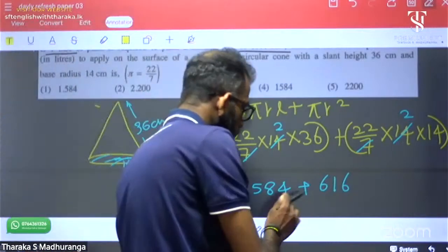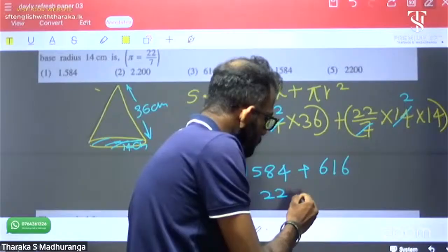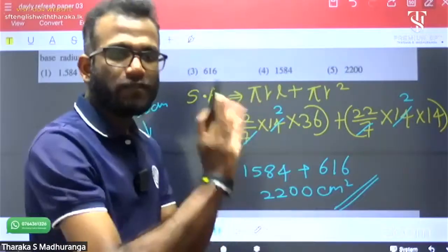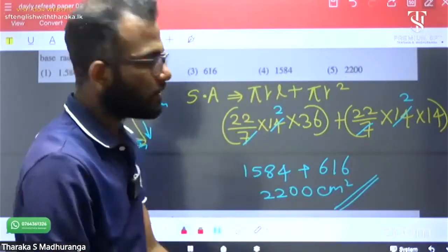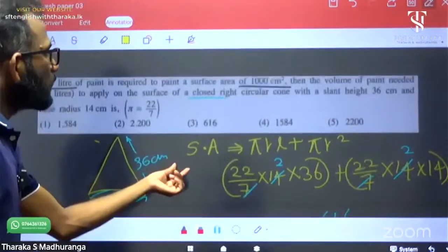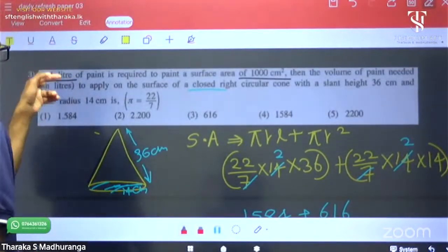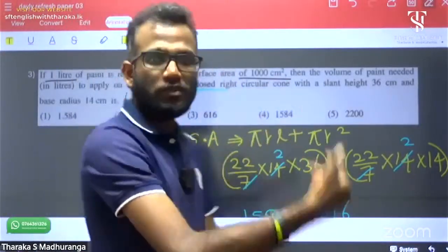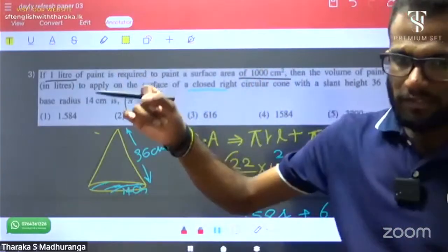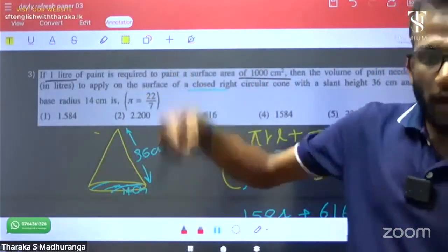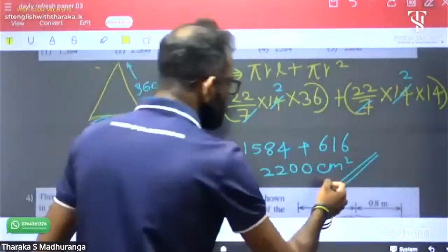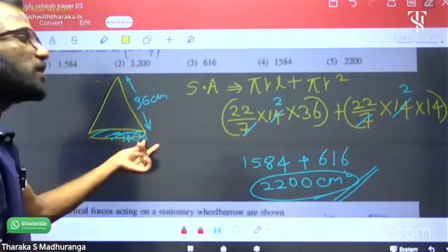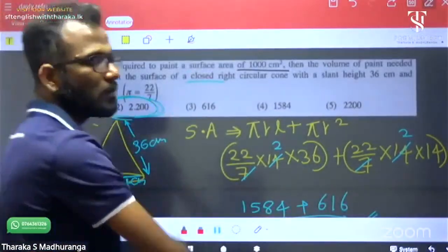Two thousand two hundred square centimeter is the entire surface area of the closed solid cone. Now it is given 1 liter of paint is required to paint a surface of 1000 square centimeter. Then to paint 2200 square centimeter, how much paint is required? 2.2 liters. Answer number 2.